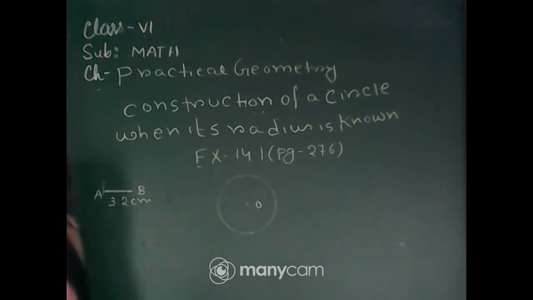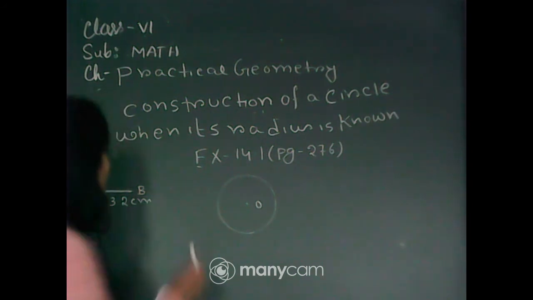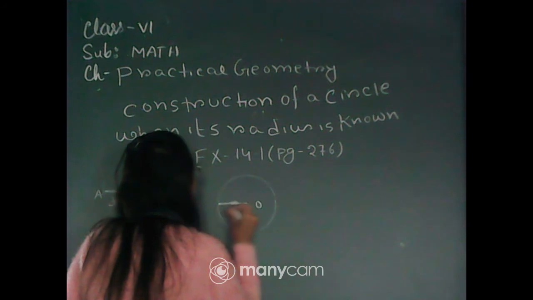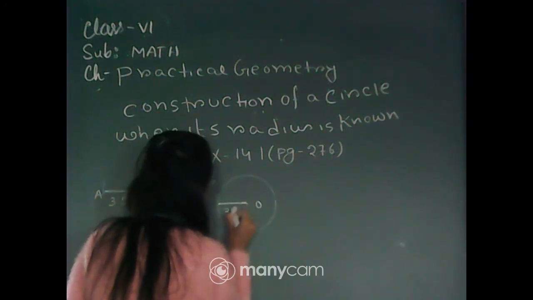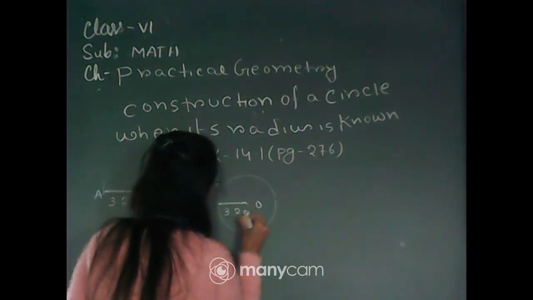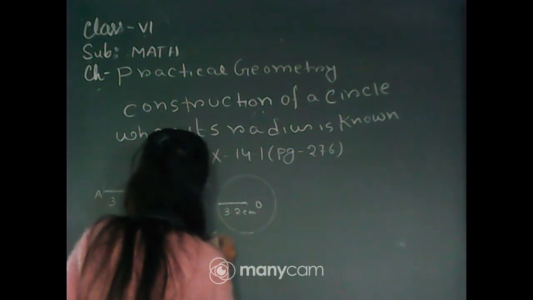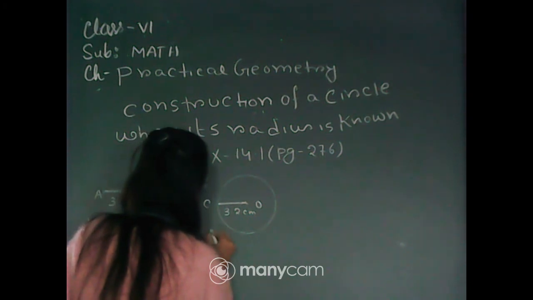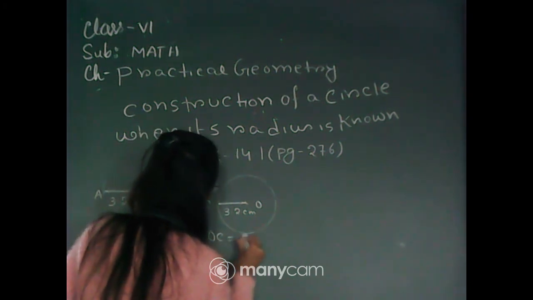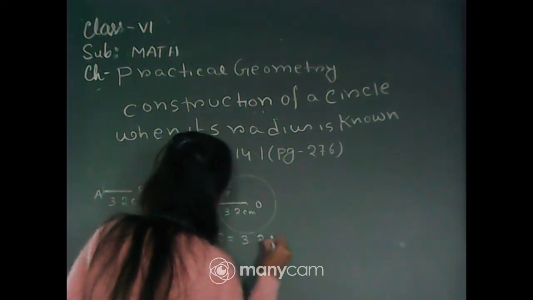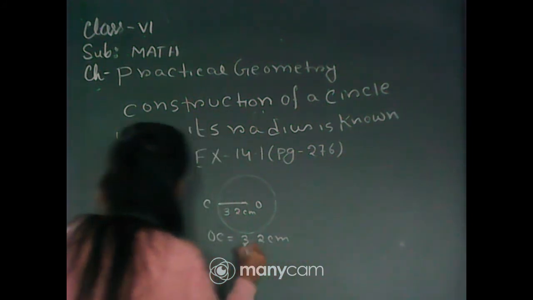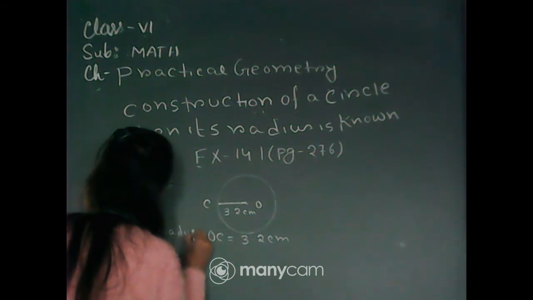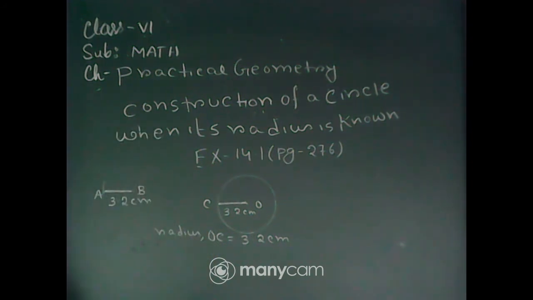So this is a circle of radius 3.2 cm. Here OC is equal to 3.2 cm. Radius OC is equal to 3.2 cm.